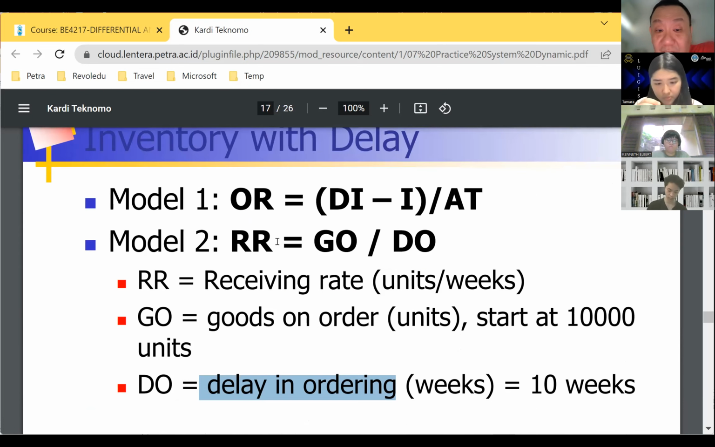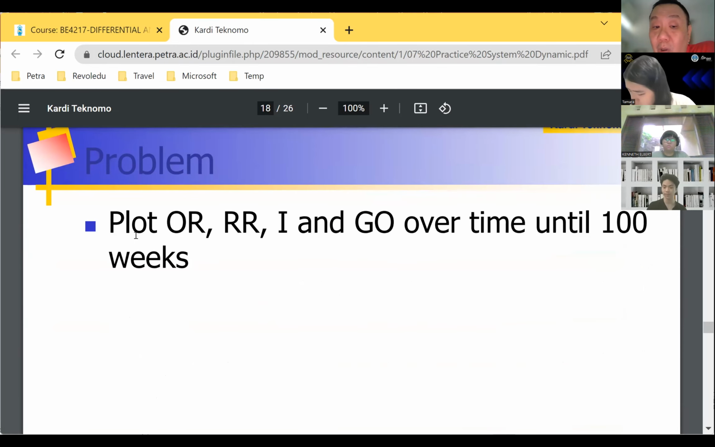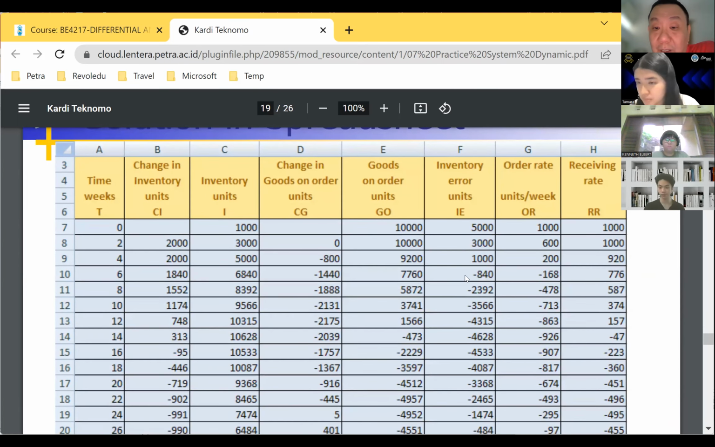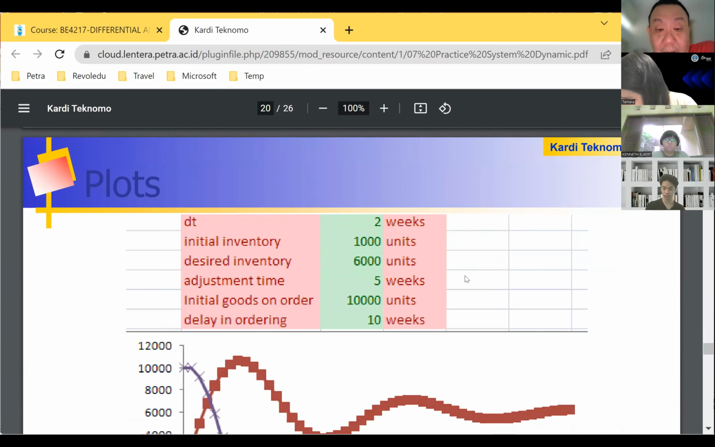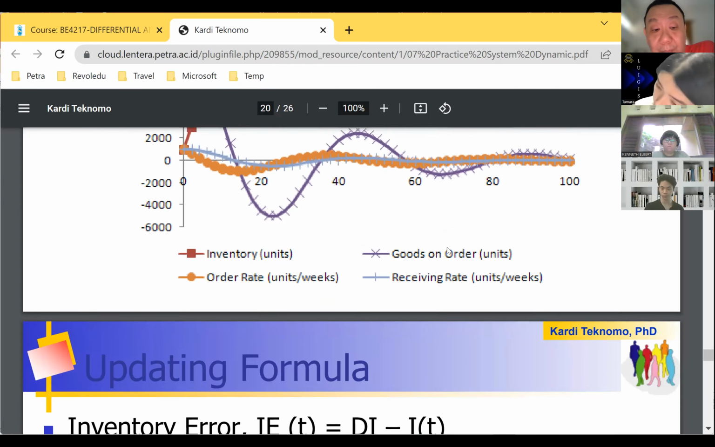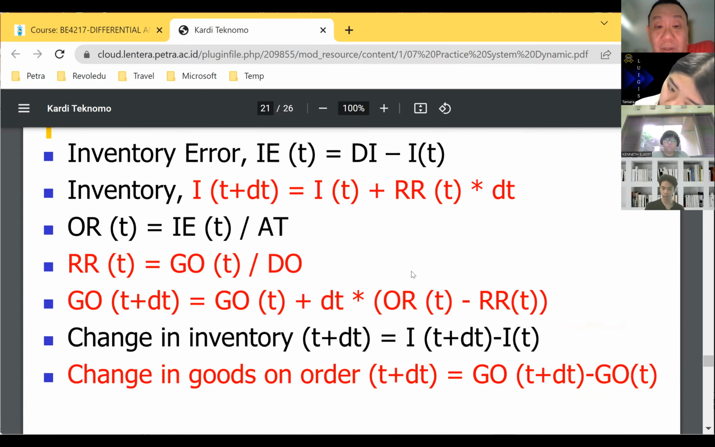Because this is two levels, each level will have its own rate, so you have two rate equations. Now you plot all of that, say up to 100 weeks, putting it into a spreadsheet something like this. When you plot, you will see that even though they fluctuate, it will stabilize on its own over time. This is the behavior of the system, and this is the updating formula.